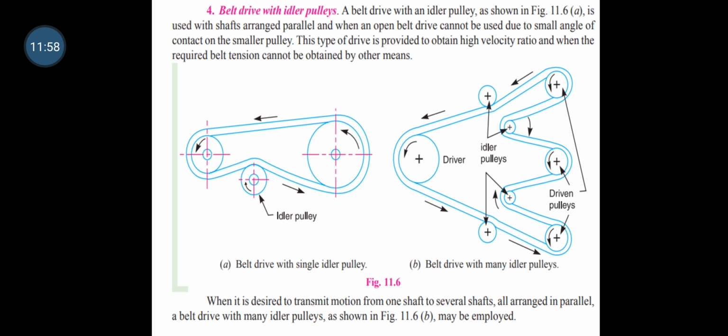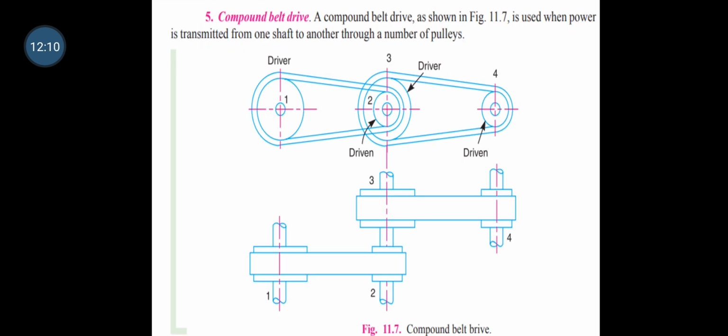The next one is the compound belt drive. It is used when power is transmitted from one shaft to another shaft through a number of pulleys. The diagram shows that the power is transmitted from one shaft to another through a number of pulleys. The diagram shows the driver 1 and an intermediate pulley in between the driver and the driven, a compound drive.